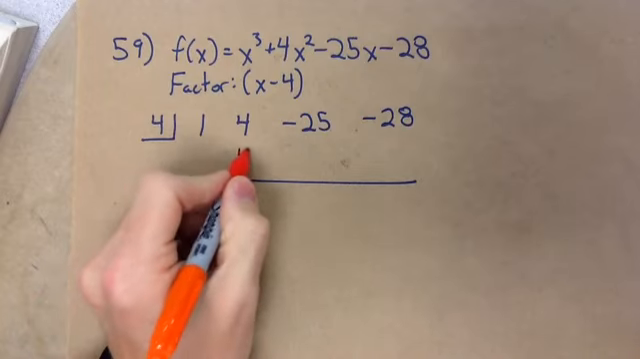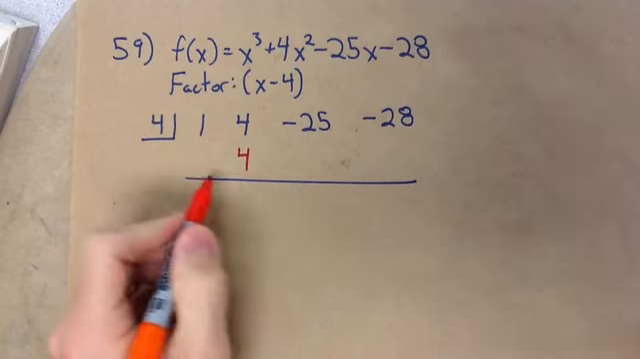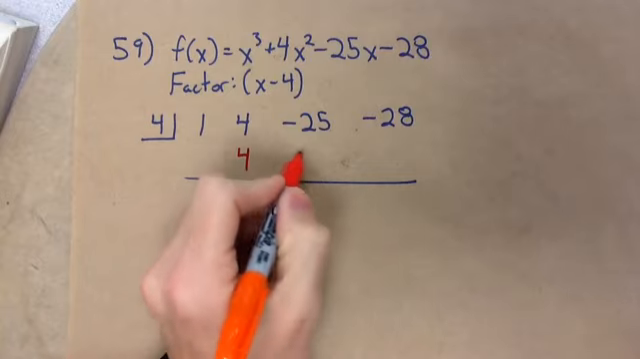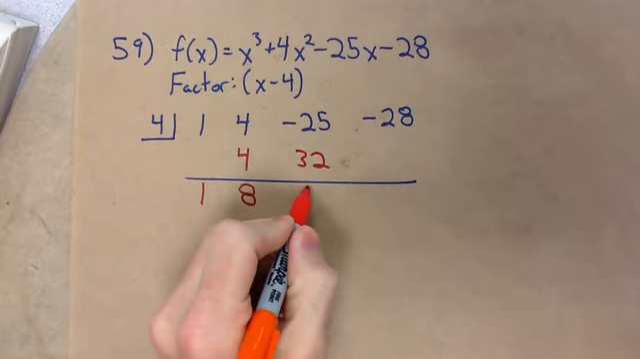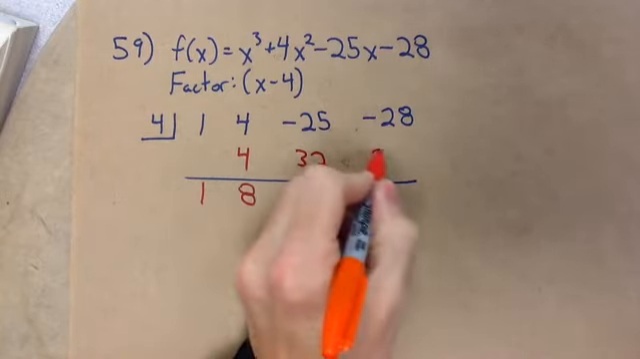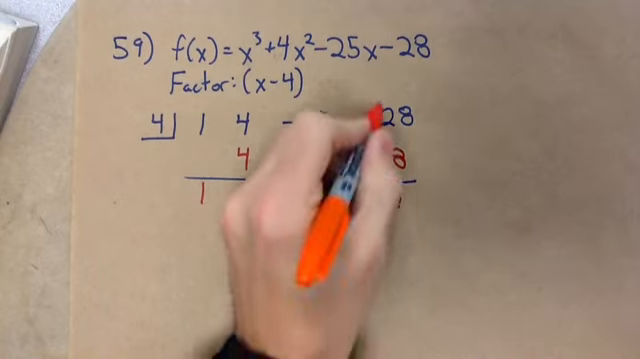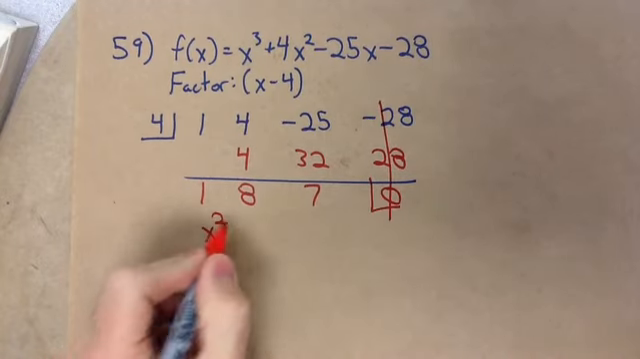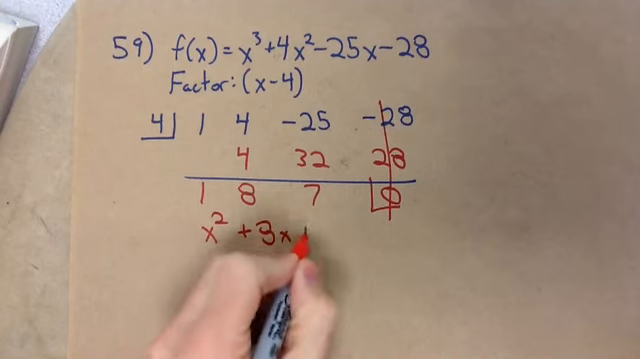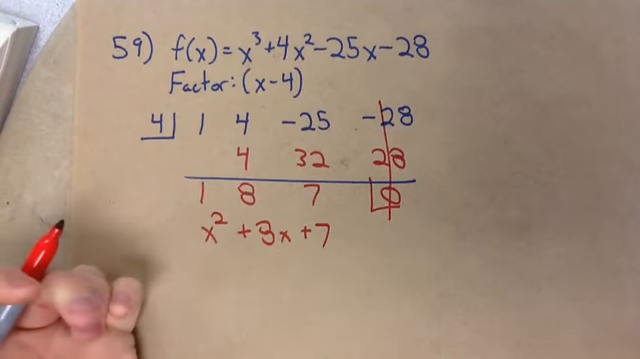I get 1. 4 and 4 is 8. Gives me 32, which comes out to be 7. And 28, 0. So I'm left here with x squared plus 8x plus 7. So it does work. It is a factor.